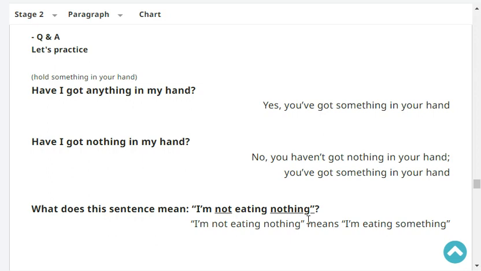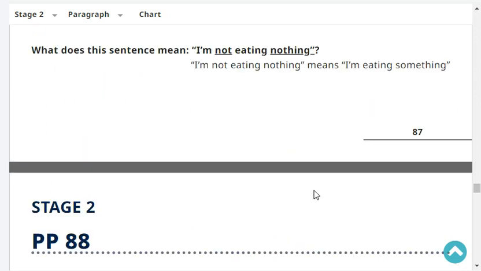You've got something in your hand. Very good. What does this sentence mean? I'm not eating nothing. Means I'm eating something. Very good.